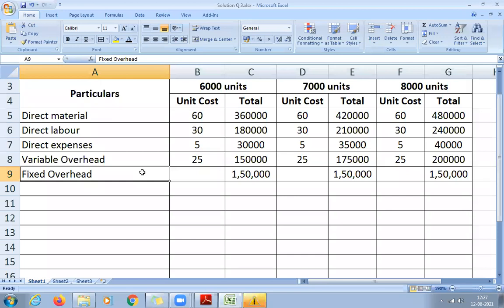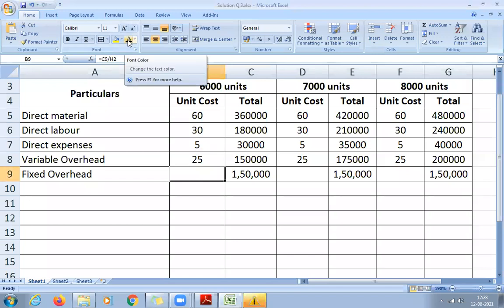In fixed cost, the total is constant, sir. Yeah, when it comes to fixed cost, the total fixed cost will not change. It will be same, but per unit will change. So that we have to calculate now. How to calculate per unit for 6,000 units? 1,50,000 divided by 6,000. Yeah, correct, Thomas. So 1,50,000 divided by 6,000. So all of you please divide it.